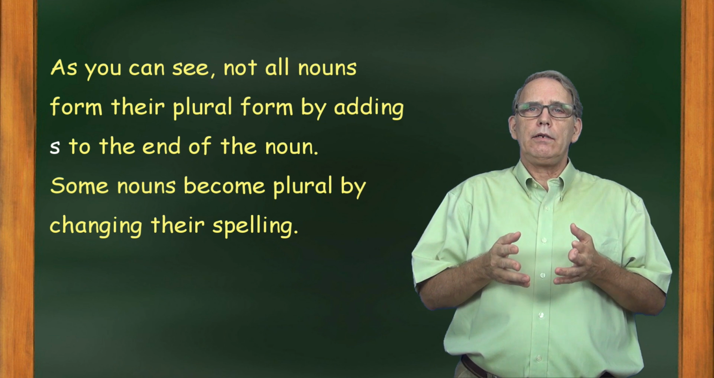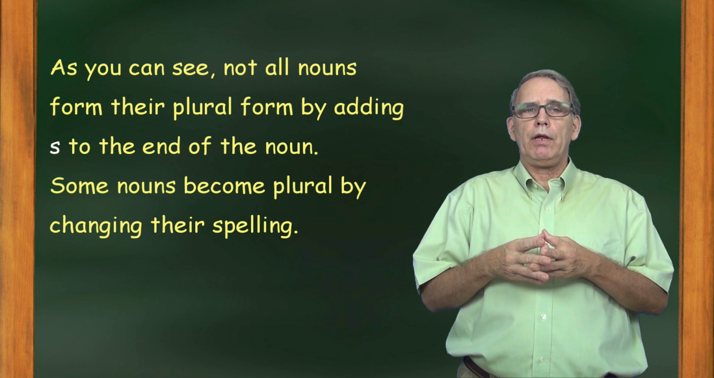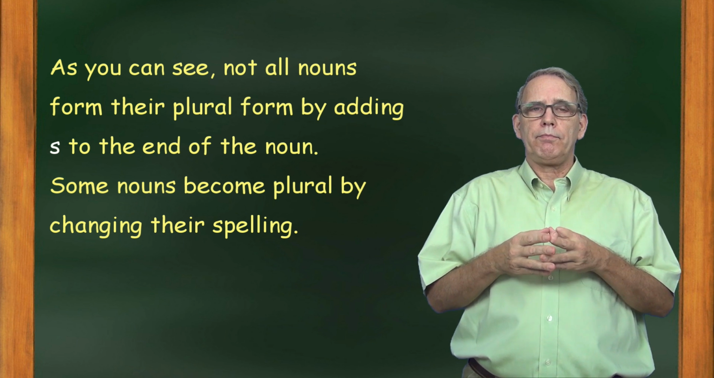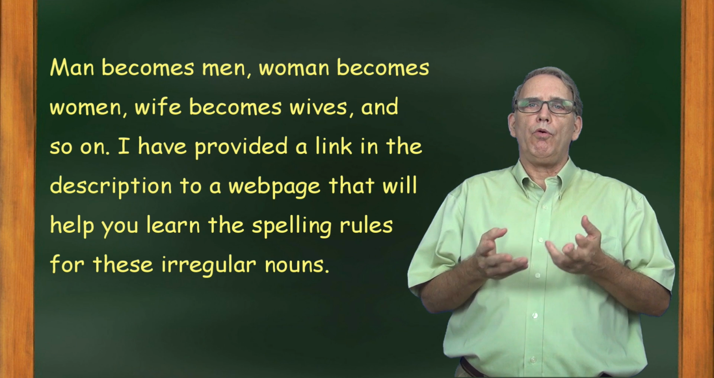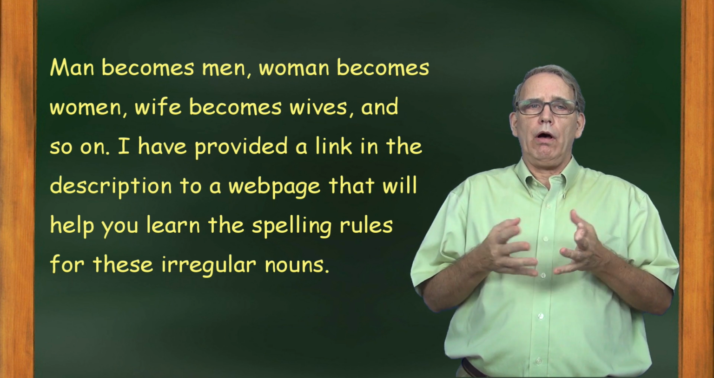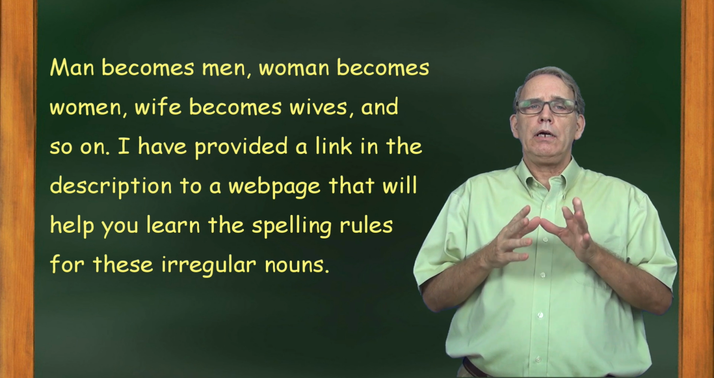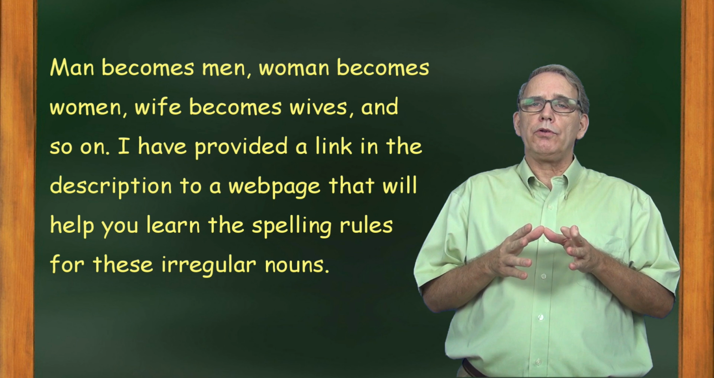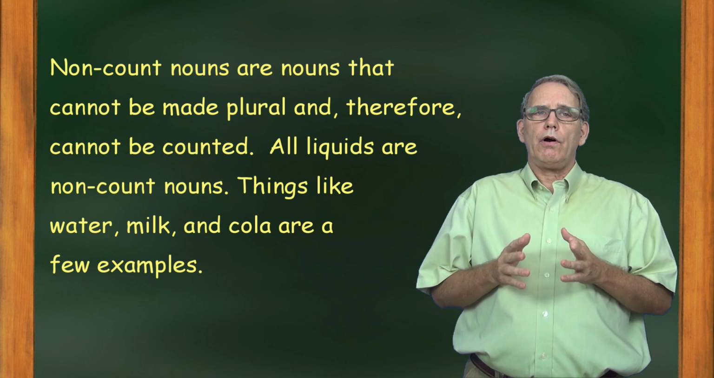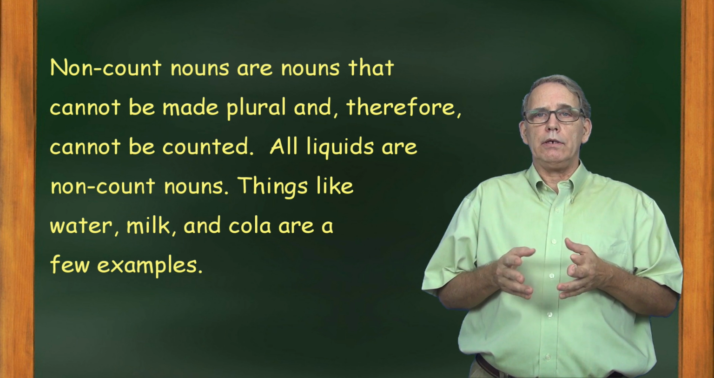As you can see, not all nouns form their plural by adding s to the end of the noun. Some nouns become plural by changing their spelling. Man becomes men, woman becomes women, wife becomes wives, and so on. I have provided a link in the description to a web page that will help you learn the spelling rules for these irregular nouns. Non-count nouns are nouns that cannot be made plural and therefore cannot be counted.